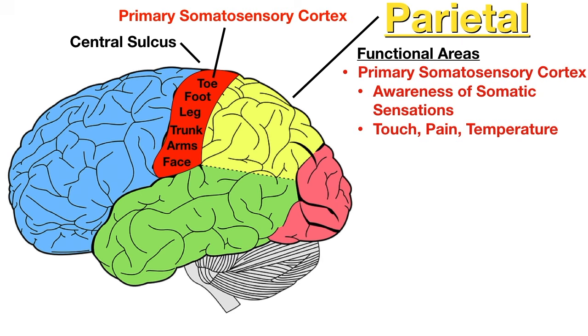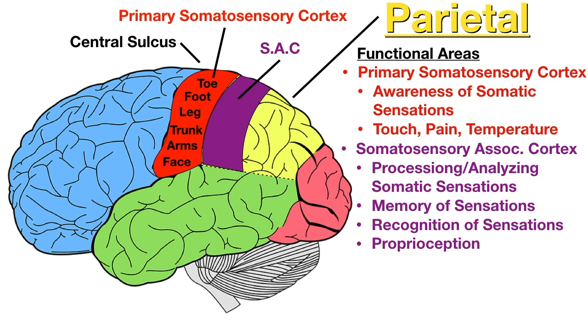So for example, if we feel some kind of somatic stimulus to our toe, that information will travel to the medial aspect of the primary somatosensory cortex, versus if we feel something on the face, that information will travel to the lateral aspect. Once that somatic stimulus reaches the primary somatosensory cortex, we become consciously aware of that stimulus. Well, now we have to process and analyze that stimulus, and how do we do that? Well, that takes us to the next functional area.